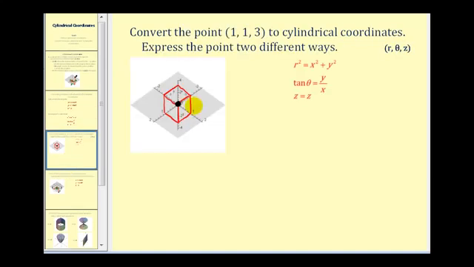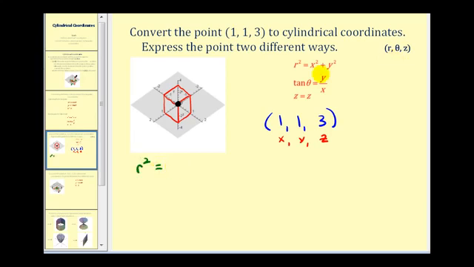Here we want to convert the point (1, 1, 3) to cylindrical coordinates. And in this problem they do want us to express the point in two different ways. So we're given x, y, z, and we need to determine r, theta, and z. Let's start by determining r.